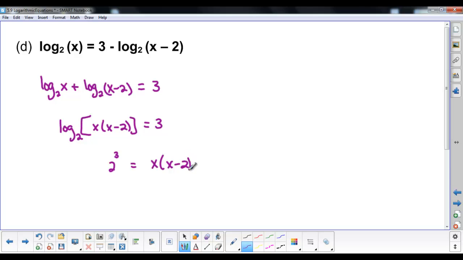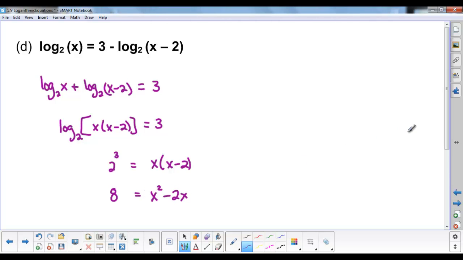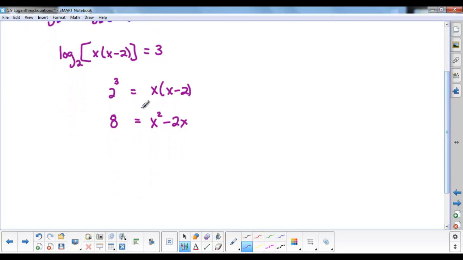And again, we'll evaluate and solve for x. So 2 to the power of 3 is 8. And on the right side, we can distribute, saying x squared minus 2x. And because we have a quadratic, we'll move everything so that our x squared term is positive. So I'll move everything to the right. x squared minus 2x minus 8.